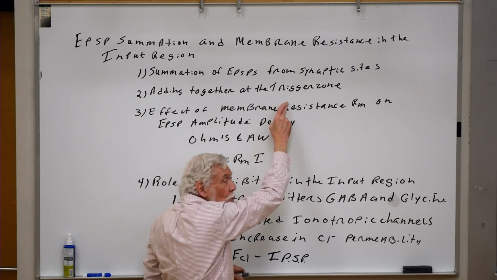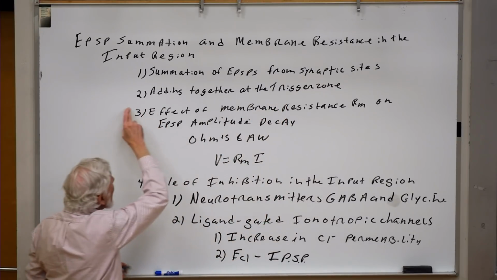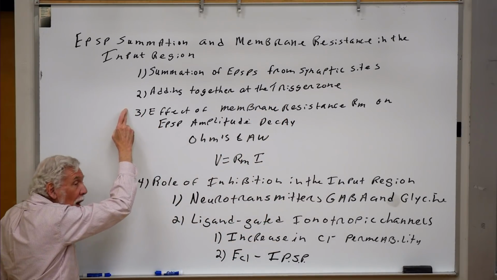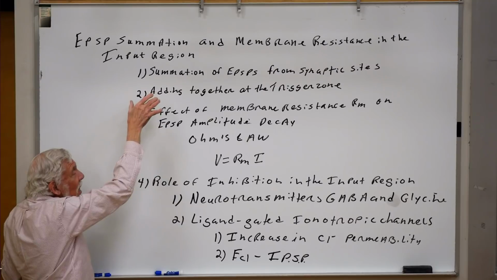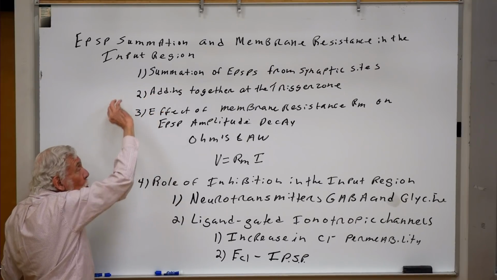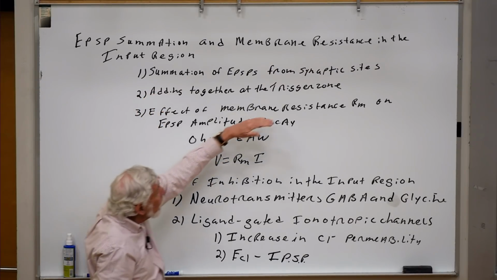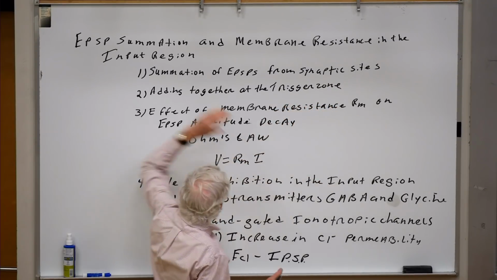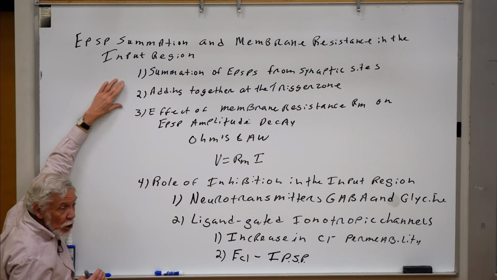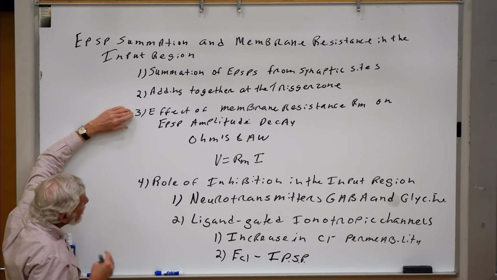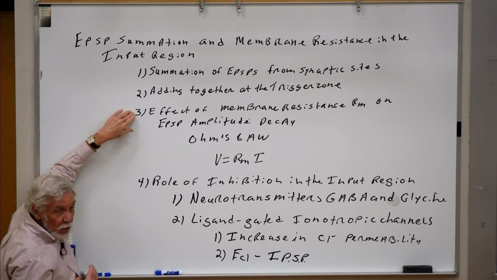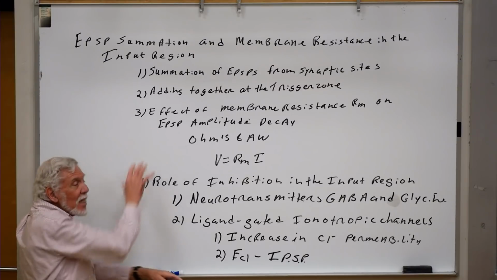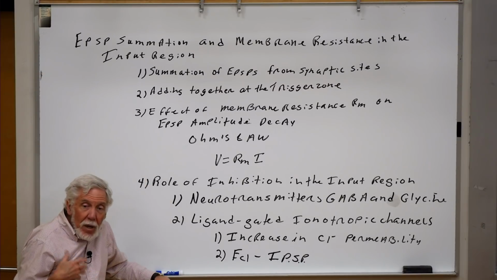Where we closed was the idea that although we needed to add together many of these EPSPs at the trigger zone, it would likely take the input of a few hundred, or at least tens, of these individual excitatory synapses to generate enough depolarization to bring the trigger zone to threshold. Where we left off was the idea of changes in the resistance of the membrane in the input region. So we talked about the membrane resistance as either being high or low.